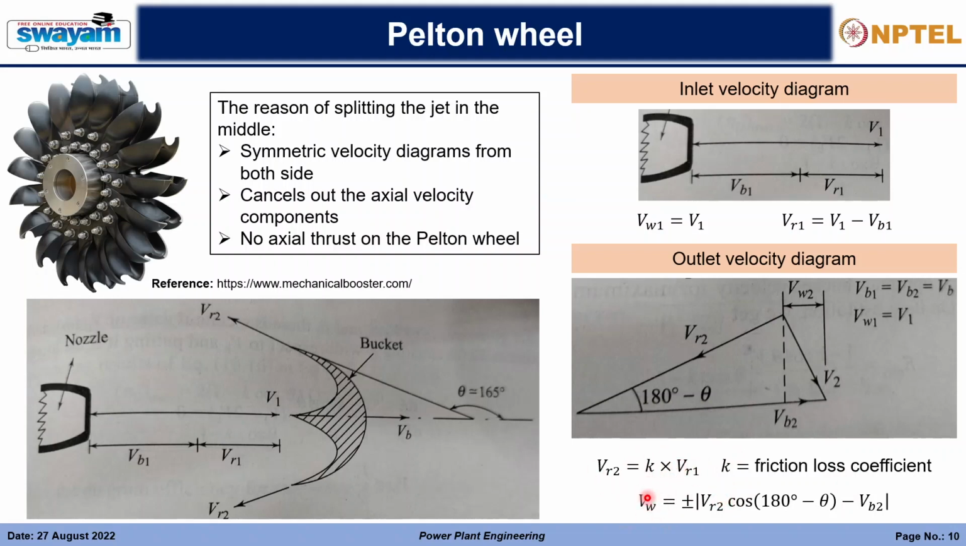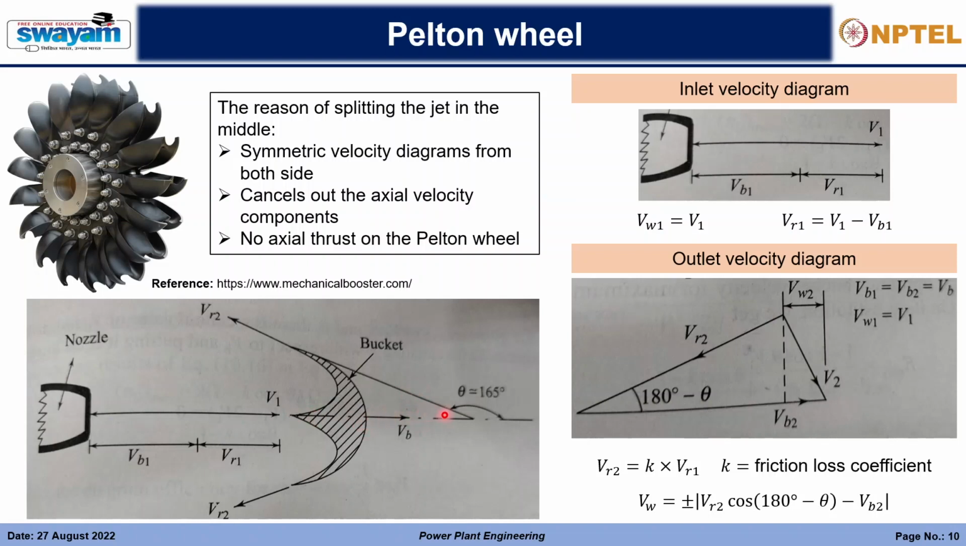Then if we calculate the whirl velocity component at the outlet side, that will be simply vr2 cos (180 minus theta). So 180 is the angle by which it is deflecting the jet stream. So the jet is being deflected in this way, right? This is the total angle of deflection, that is theta. So we'll have to consider this. Taking the component in the x direction, that is vr2 cos (180 minus theta). So that is in the x direction.